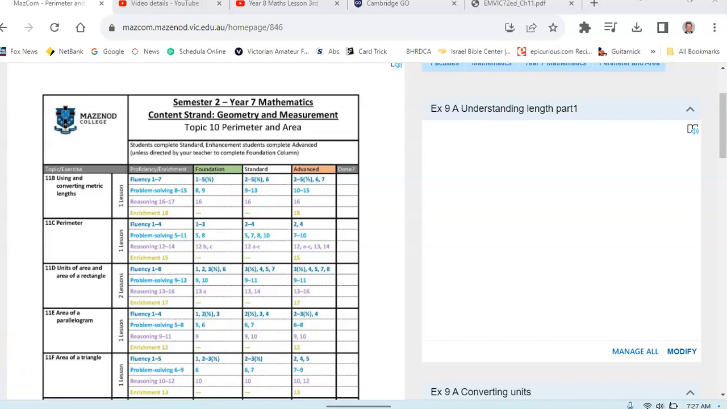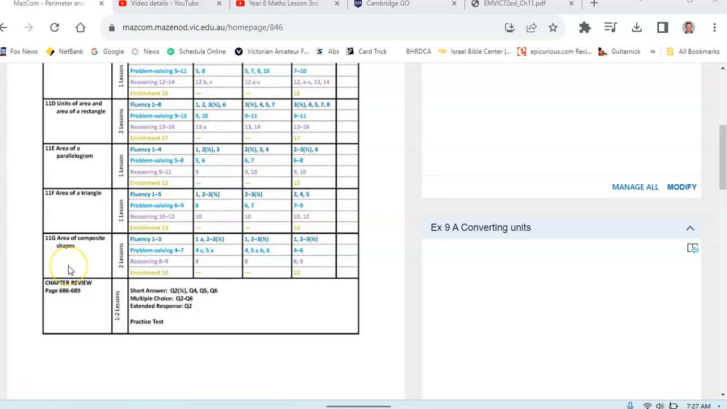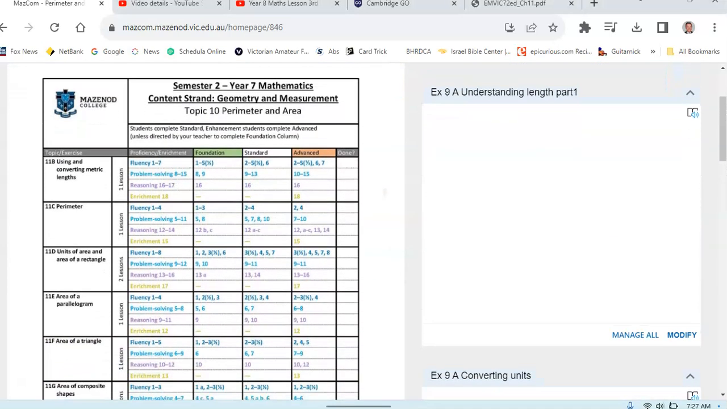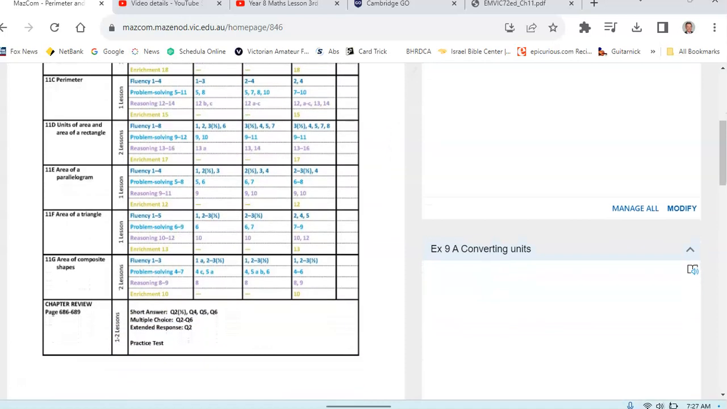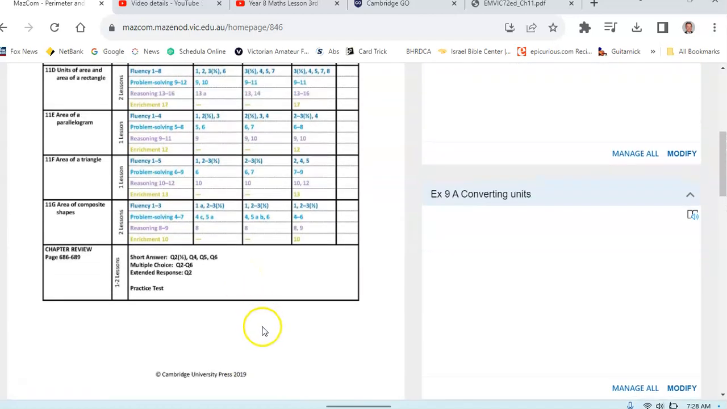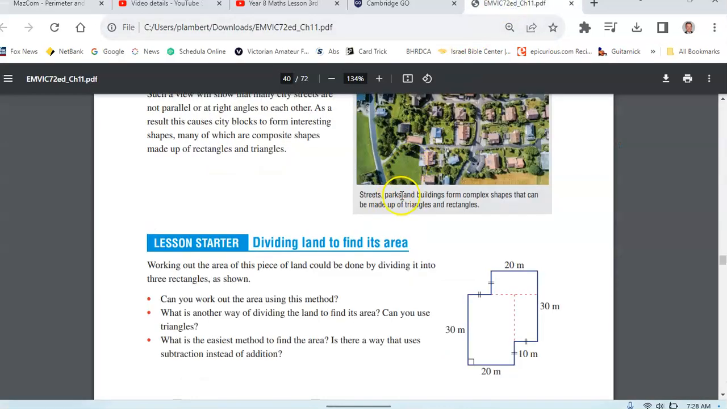Hello, Year 7. I'm not going to be in for today's lesson, so let's have a look at what we'll be doing. We are doing perimeter and area, and we're up to 11G, which is the area of composite shapes. Let's go to that here.